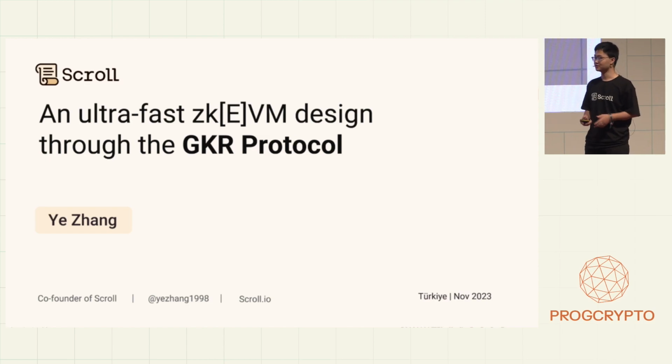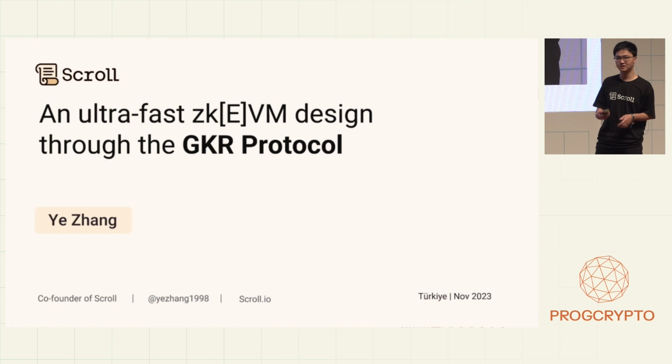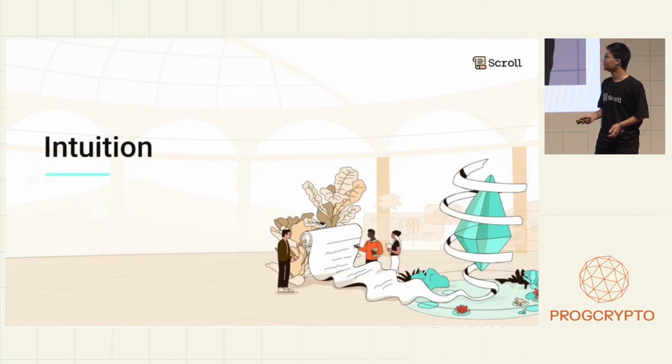And today, I'd like to introduce one experiment we are working on. It's not that we are committed to this approach, but our research team is working on a solution in parallel to have a really fast zkEVM, and eventually apply it to many circuits, designed through the zk protocol called the GKR Protocol. So let's start with some intuition.